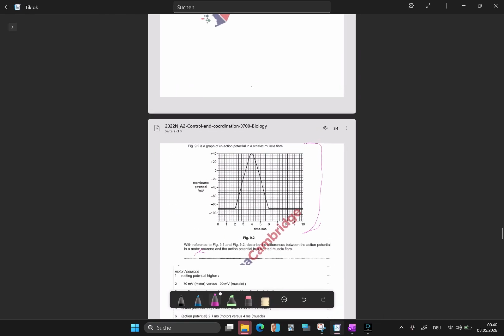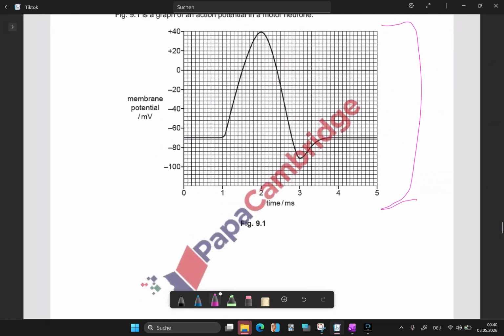So first thing, we have to look at the resting. This is how you go smart about it. So look at the resting.